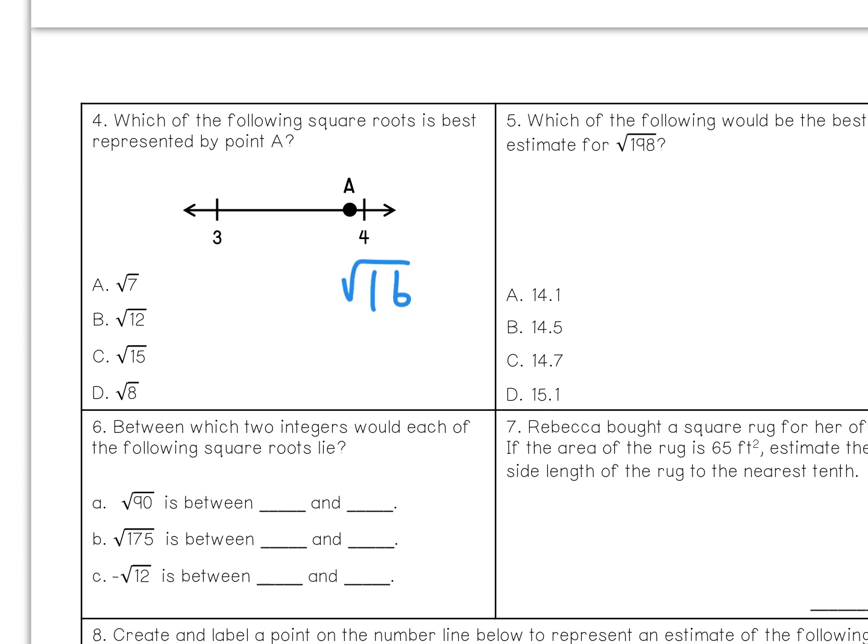16. And the square root value for 3 is 9. So it's closer to which one? 16. Good. So A, B, C, D, which do you think?